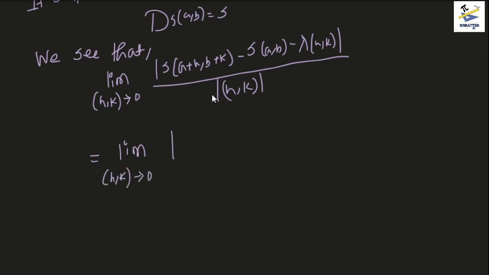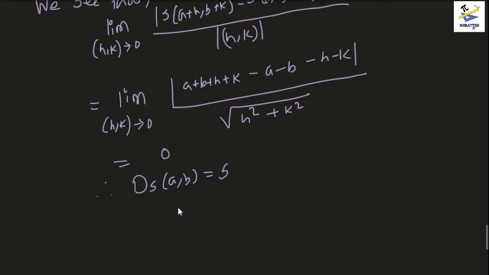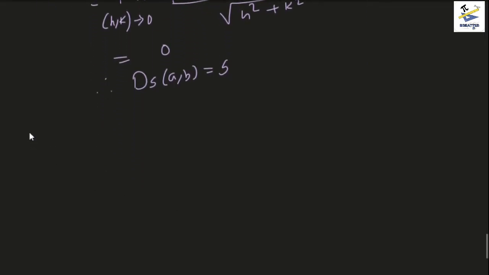Well, s of a plus h comma b plus k is basically equal to, since s of x comma y is defined like that, a plus b plus h plus k, minus a minus b, and lambda of h comma k, since we want the derivative to be itself, minus h minus k, divided by root over h squared plus k squared. But this is equal to 0 since the numerator is 0, and therefore it is proved that ds of a comma b is simply s. We can find another one, which is as follows.